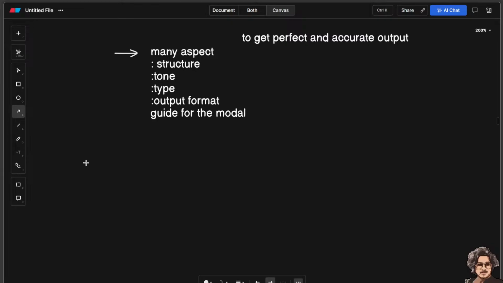The second question is: what is a zero shot prompt? So let's discuss. It is very important.